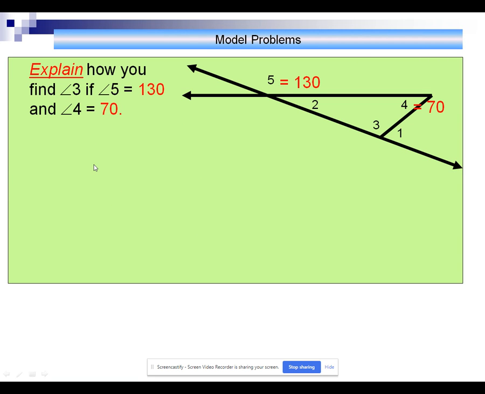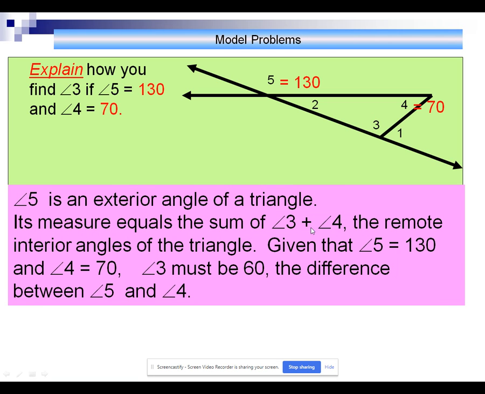They're pretty simple. So if we look at this one, they want you to explain how you would find angle 3 if the exterior angle is 130 and one of the interior angles is 70. So how would I get angle 3? Well, you know that this angle plus 70 has to equal 130. So then 130 minus 70 tells me that angle 3 would have to be 60.